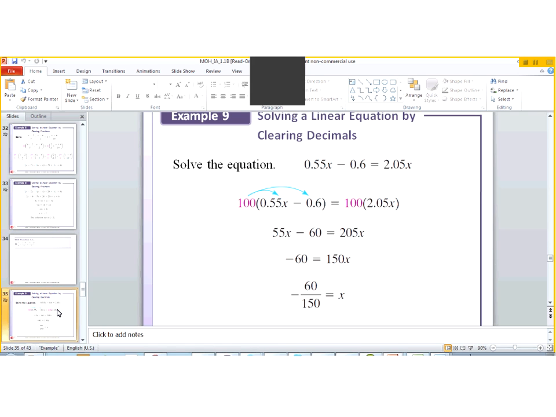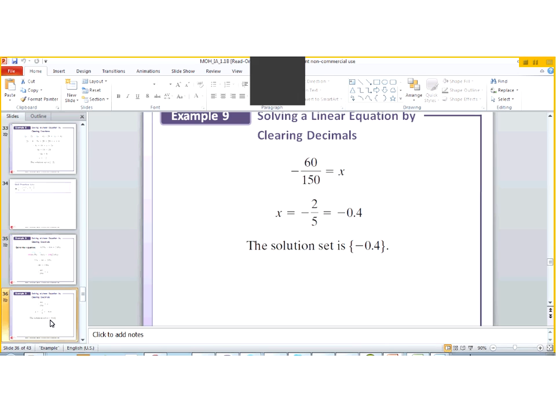Now you do the same thing with the decimal. This would be an equation involving decimals. In order to eliminate the decimal, you multiply each term by a factor of 10. Since we have two digits after the decimal here, I have to multiply each term by 1 followed by 2 zeros, or 100. This 100 helps me eliminate the decimals and get a linear equation. That was example 9 in that section. Of course you can reduce it to minus 2/5 or minus 0.4.